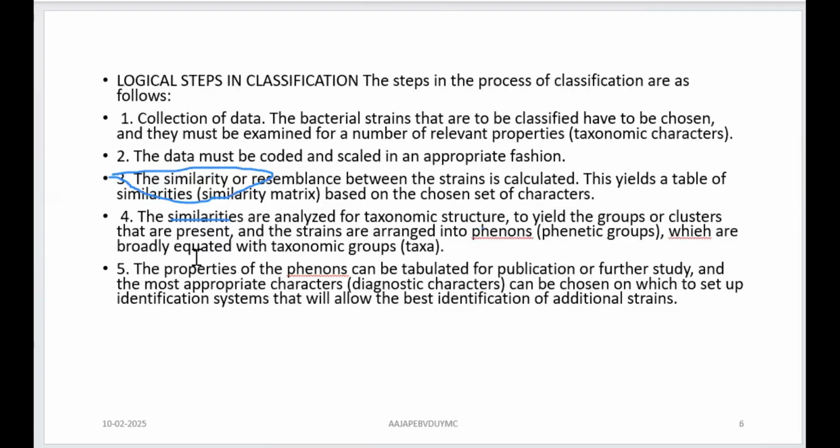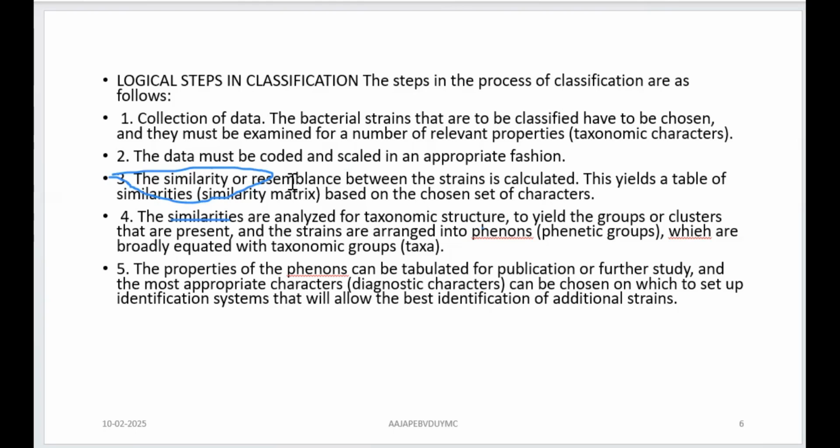Now, how do we go about classification and the use of numerical taxonomy in that? What we do is go on collecting the data, right? Then the data must be coded and scaled in an appropriate fashion. We will talk about what this coding is. Then you are going to find out similarity or dissimilarity, and based on that you are going to calculate percent similarity, and you are going to develop a similarity matrix based on the selected set of characteristics.